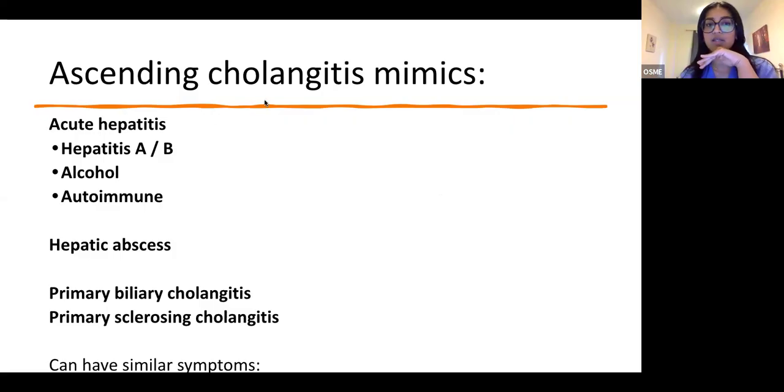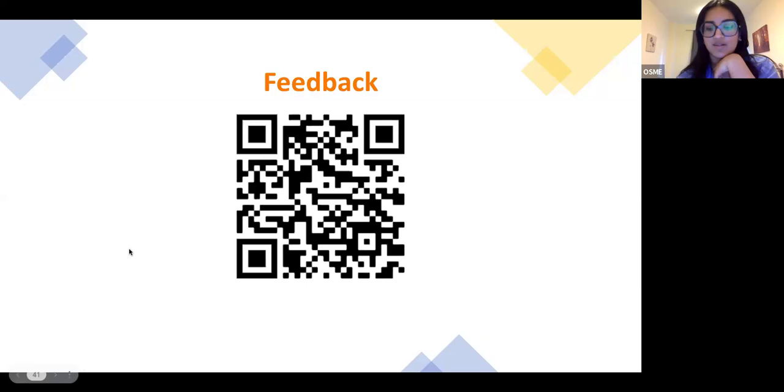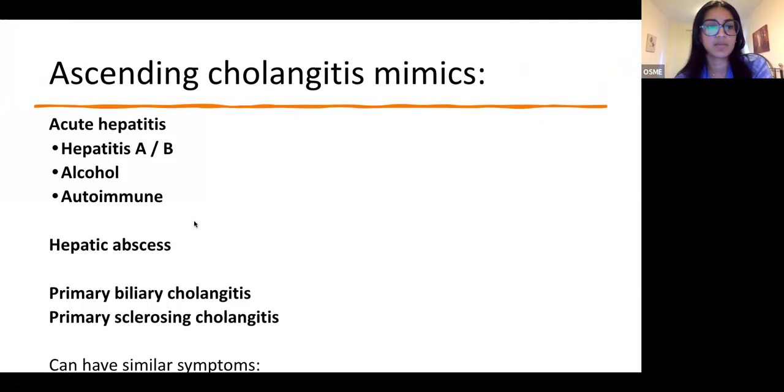So in terms of mimics of ascending cholangitis, like we did in the question, acute hepatitis can mimic that, so Hep A or Hep E. Also alcohol-induced hepatitis or autoimmune hepatitis, because these all present in quite a short time frame, and that makes them better mimics than chronic hepatitis. I think this should be E, not B. Oh, sorry. And other things that could mimic it are hepatic abscesses, also PBC or PSC.